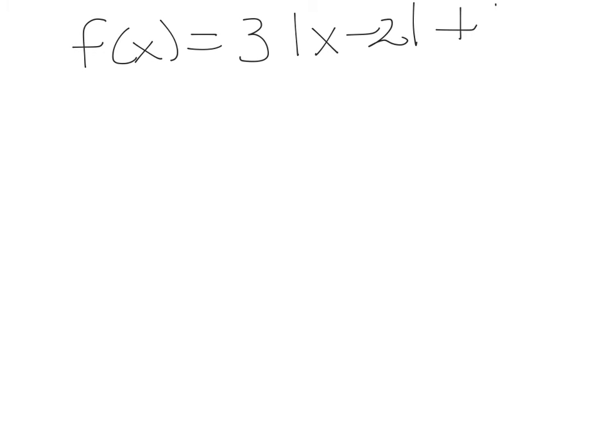So the next problem on page 45 wants you to list the transformation and find the domain and range. So first things first, it's written on my function that you guys have. So you guys have f of x equals 3 times the absolute value of x minus 2, plus 1. So I'm just going to go through and list my transformations one at a time.